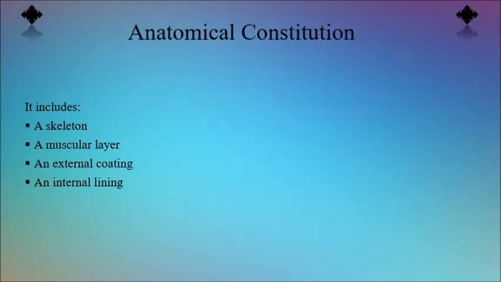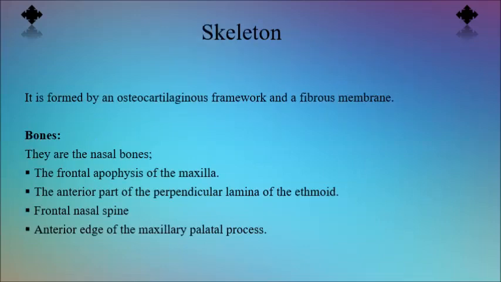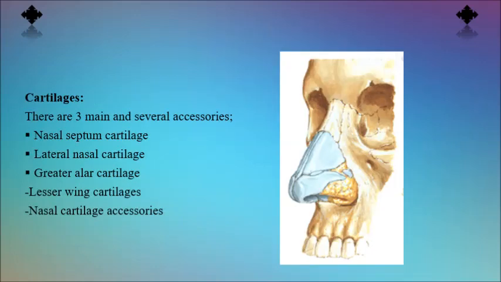Let's move on to the anatomical constitution of the nose. This includes a skeleton, a muscular layer, an outer lining and an inner lining. Let's start with the skeleton. It is formed by an osteocartilaginous frame and a fibrous membrane. In the bone part we have the anterior part of the perpendicular plate of the ethmoid bone, the nasal spine of the frontal bone and the anterior border of the palatal process of the maxillary bone. Now we move on to the cartilaginous part.